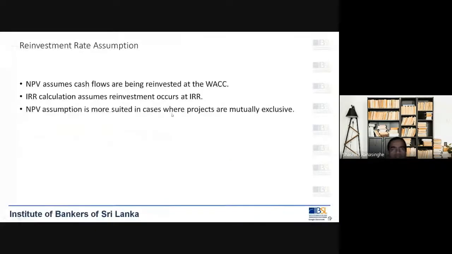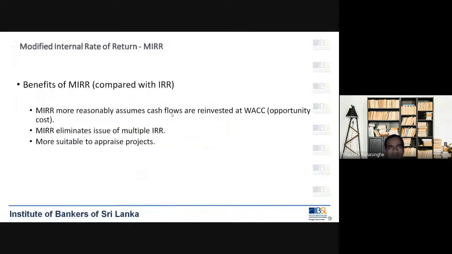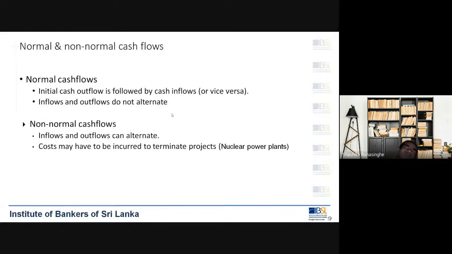And before we get to modified IRR, let's look at cash flow patterns. There are two types of cash flows. One is normal cash flow, the other one is non-normal. Now, normal is a cash flow where you initially have an investment, that means an outflow. Then the outflow is followed by several inflows, a series of inflows.